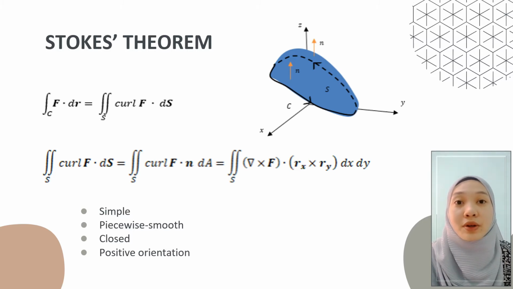therefore Stokes' theorem is: the integral along the curve C of F dot dr is equal to the double integral over the surface S of curl F dot dS. When expanded, it is similar to the double integral over surface S of curl F dot rx cross ry dx dy. The conditions for Stokes' theorem to be applicable are the same as Green's theorem, in which the surface bounded by the curve C must be simple, closed, piecewise smooth, and positively oriented.